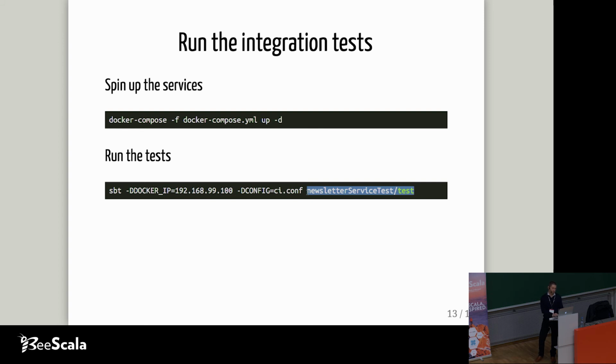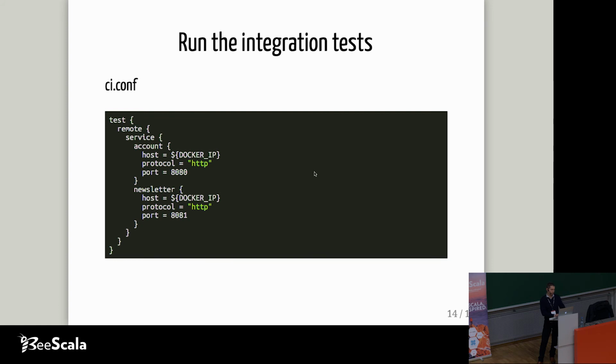Notice that I specify the configuration. So I'm using a ci.conf. Basically, that comes from continuous integration. I just chose it like this. This is where I'm passing a different configuration for the tests. And that looks like this.